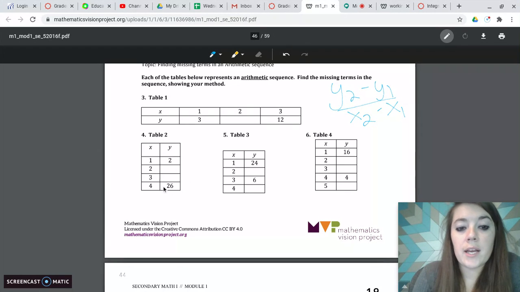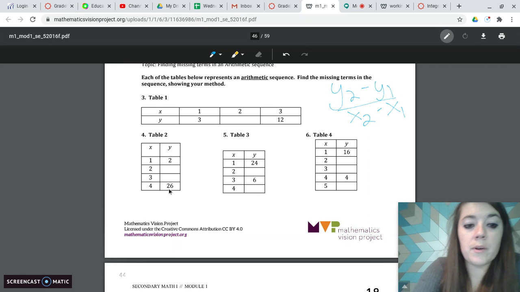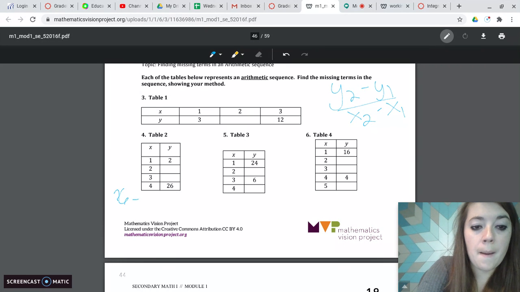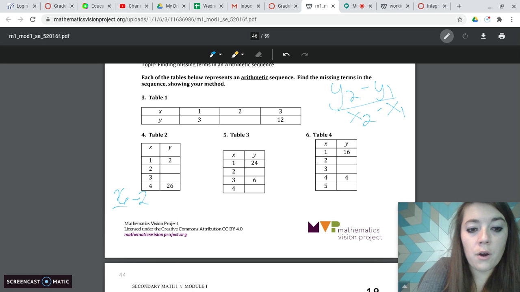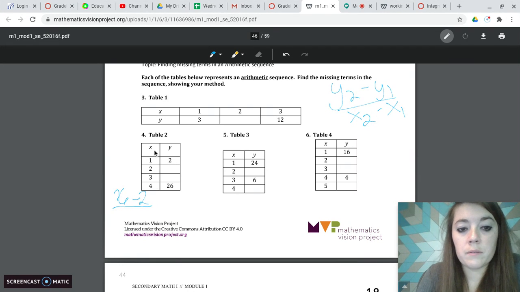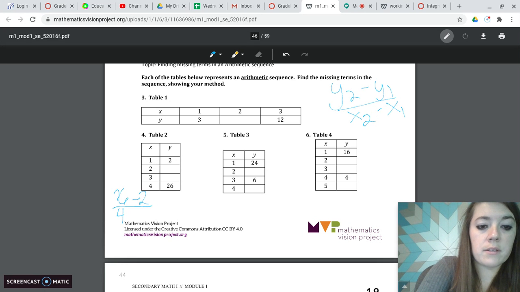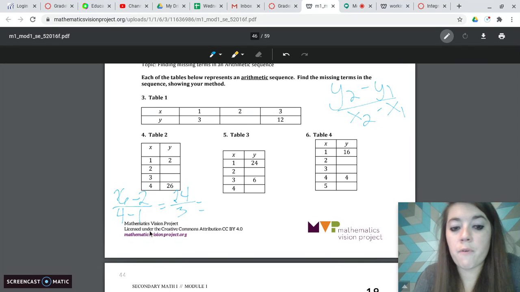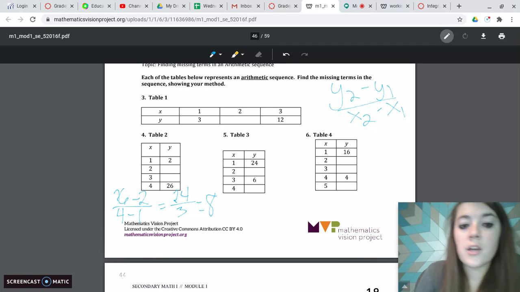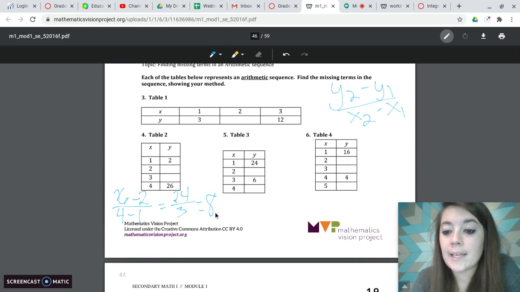So we're going to look at number 4, like I said. So our second y value is 26. So we've got 26 minus our first y value is 2 over 4 minus 1, because we look at our x values next. 4 minus 1. So 26 minus 2 is 24. 4 minus 1 is 3. Now, 24 divided by 3 is going to give us 8. So that means we are adding 8 each time.